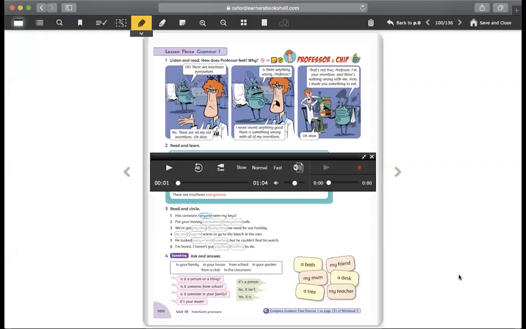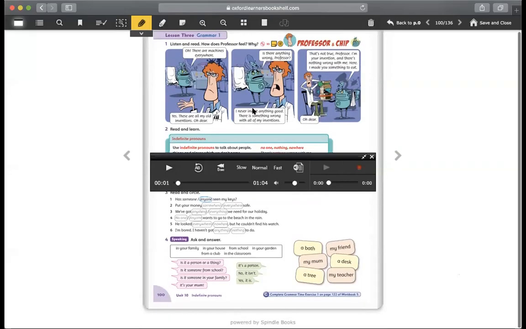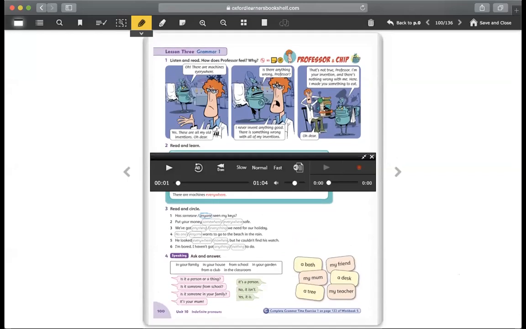So can you turn to page 100 of the class book. Okay, let me share the screen. 100, okay. Our main characters of our book, Chip and Professor. So, first of all, listen and please answer this question. How does Professor feel and why? So let's start to listen. Listen and read. How does Professor feel? Why?